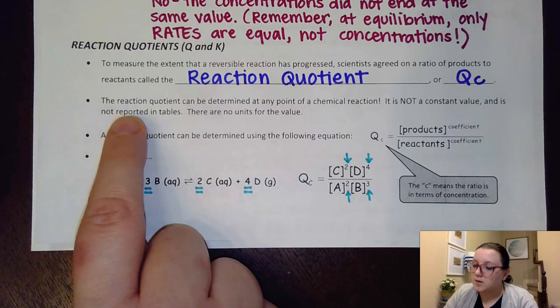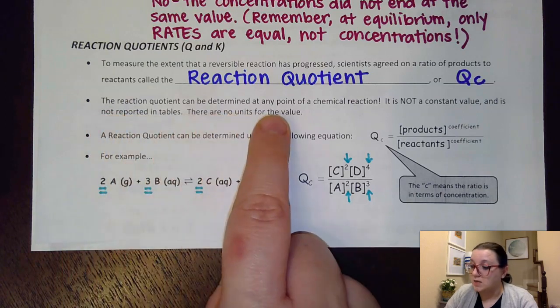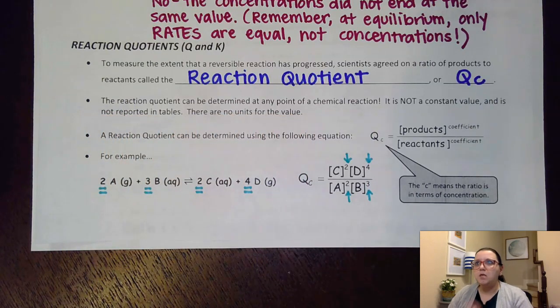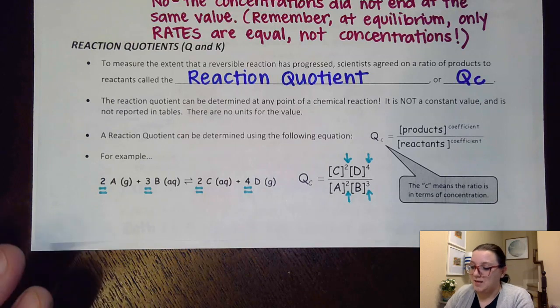And it says here that the reaction quotient can be determined at any point of a chemical reaction, meaning you could calculate the ratio of products to reactants at the beginning, you could calculate it a few minutes in, or you could calculate it once you reach equilibrium. You could calculate it at any point in a reaction. And so therefore, since it's not constant, it's not consistent, we can't report that value in tables. And since it's just a ratio, there are no units, which is very convenient for us, especially when we get to our math here in the next couple of days.